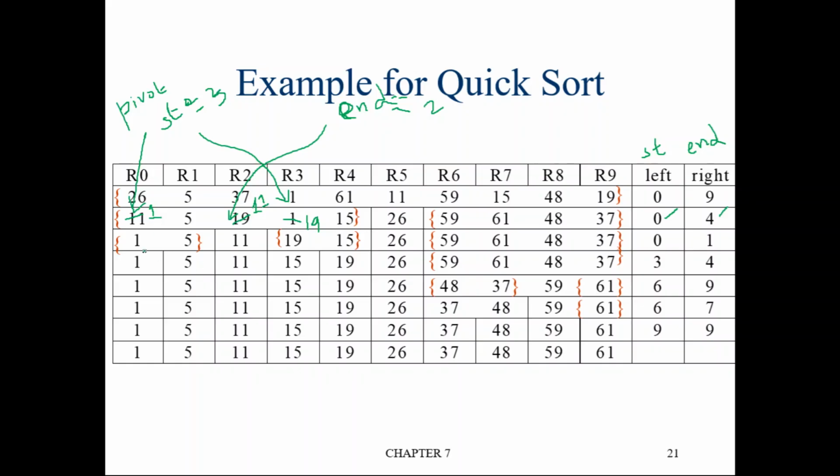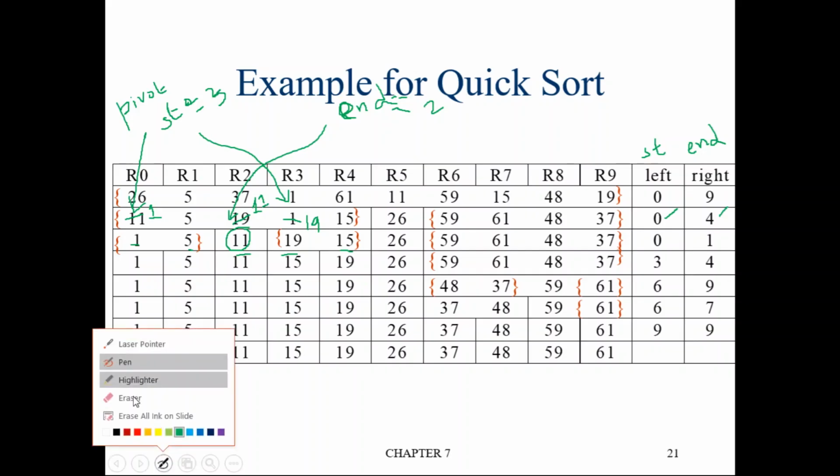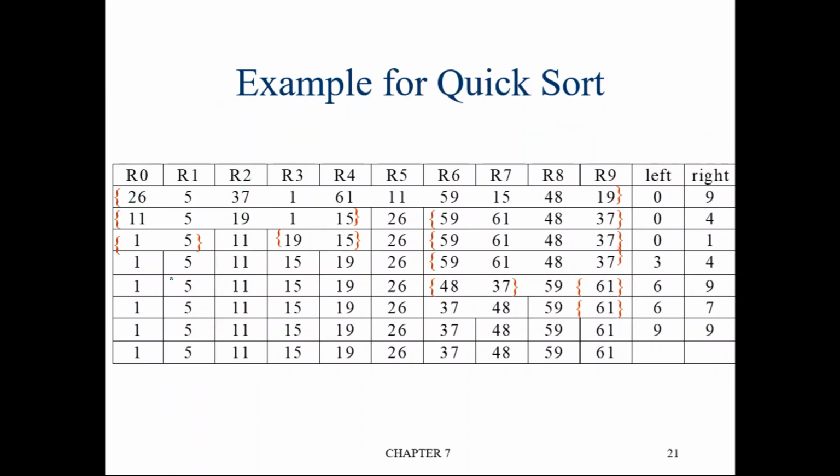So now we are seeing only the left side of 26. You see 1, 5, 11, 19 and 15. Okay. So now what happened? 11 is at the correct position. Now 11 is at the correct position. Similarly, again we apply the same logic for the left side of 11.